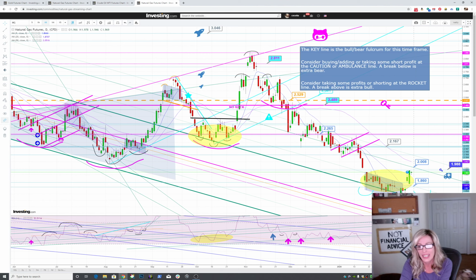But anyway, if it's above here, I expect some sort of squeeze will start happening, and it'll probably not even just go to this next moving average. It'll probably go all the way to the dotted line. That would be my guess. I mean, I could be wrong, and it's not financial advice.